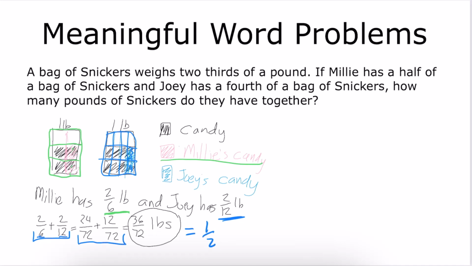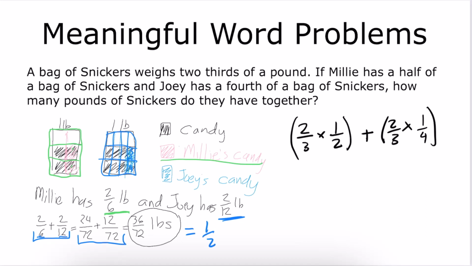And so the way that I would help this student write their thinking in a mathematical sentence is it looks like he did 2/3 times 1/2 because that part is describing how many pounds of candy Millie has. And then he did 2/3 times 1/4 to get the amount that Joey has. And then he added those two together to figure out how many pounds of Snickers they had together.